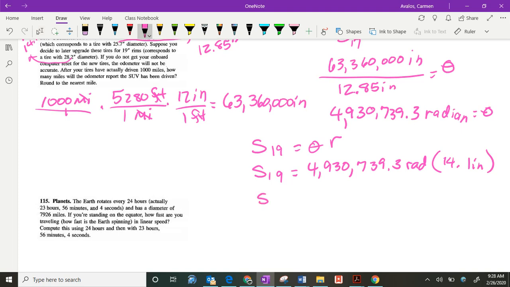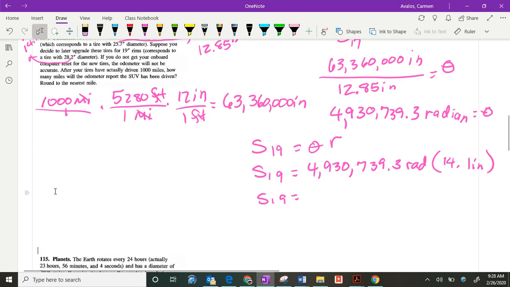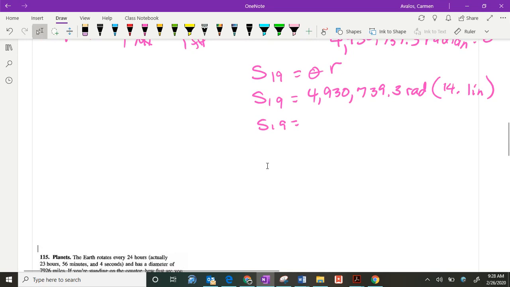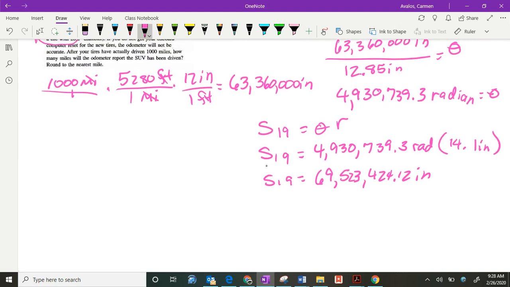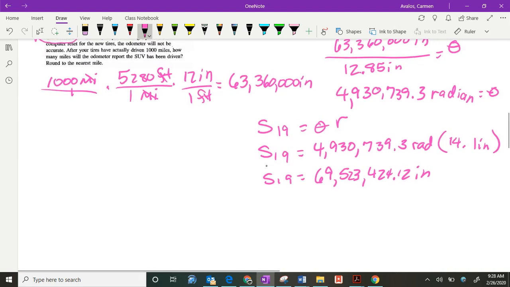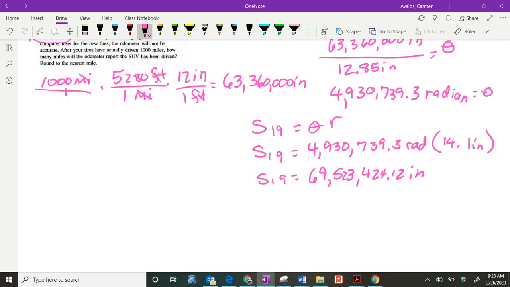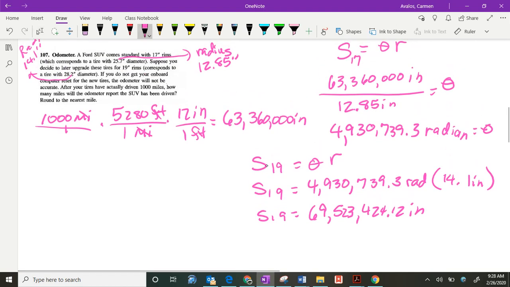And we are just going to calculate. So 19 is going to be, hold on, let me put this down here, and that is going to be 69,523,424.12 inches. And so that's going to be the arc length that is being made by the bigger tire. The angles are the same in this case because they're spinning at the same rate, but the arc length, because the tire is bigger, is going to cover this much distance, which is more than this smaller one.